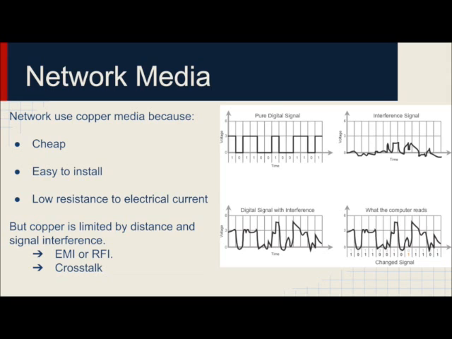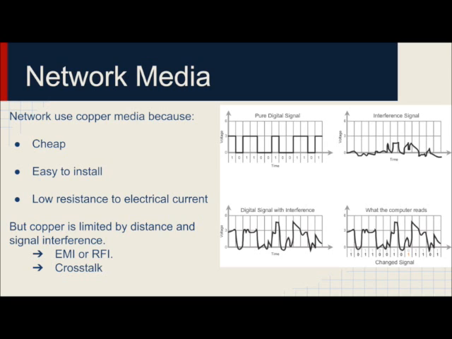Network media. Networks use copper media because it's cheap, easy to install, and has low resistance to electrical current. The drawback is that copper is limited by distance and signal interference.